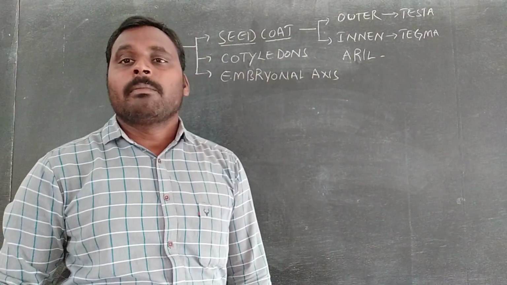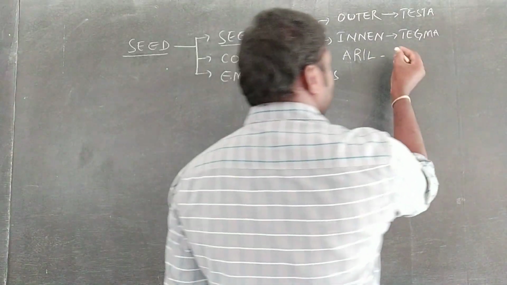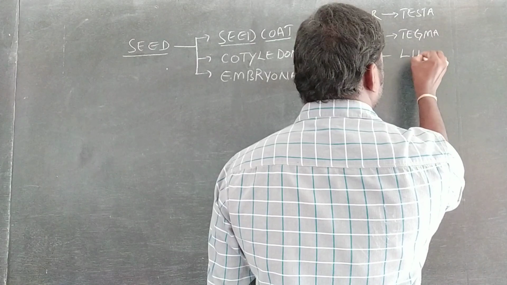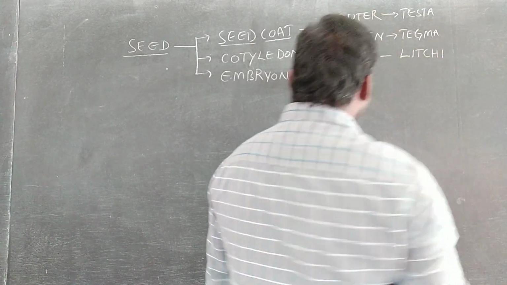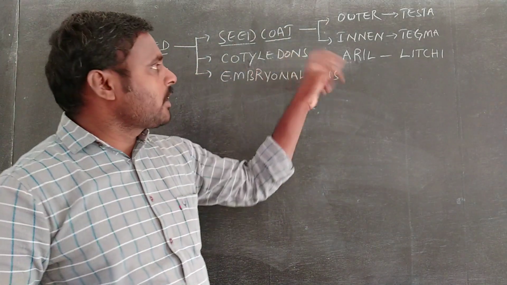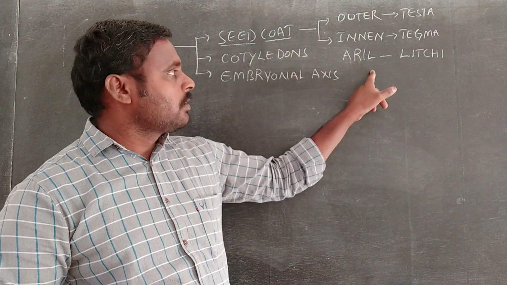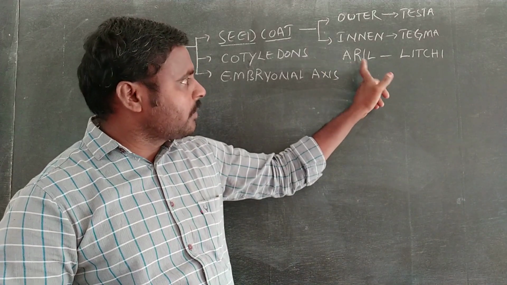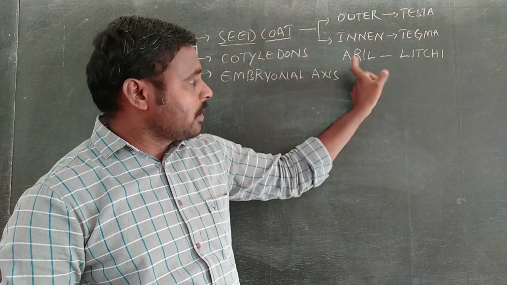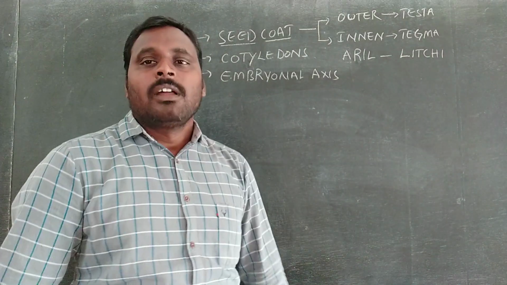In the members of Litchi, the third integument is present, and that is called aril. In which members can we find this third integument in the form of aril? In the members of Litchi.